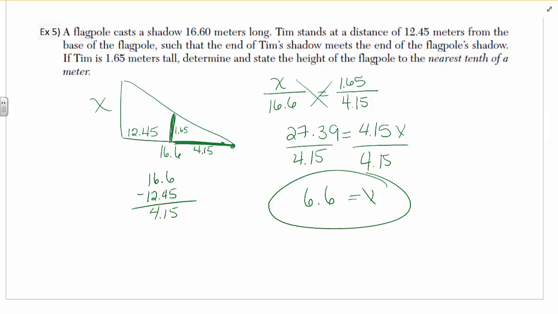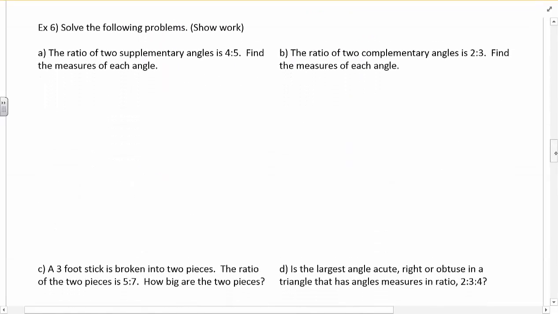All right, and then last but not least on these, we're just going to set up some ratio problems that actually don't really have to do with ratios. This should be some review because I'm sure you've seen things like this before. The ratio of two supplementary angles is 4 to 5. Supplementary, what's that mean? I know that. Supplementary means they add up to 180.